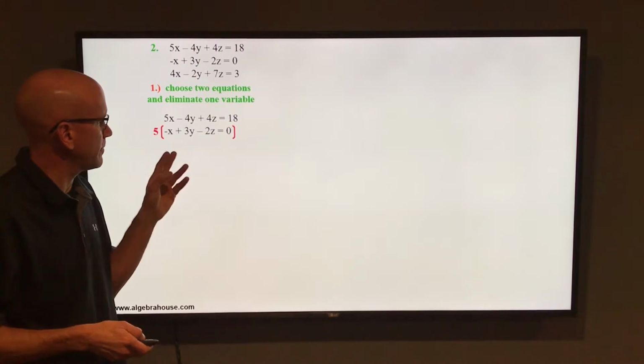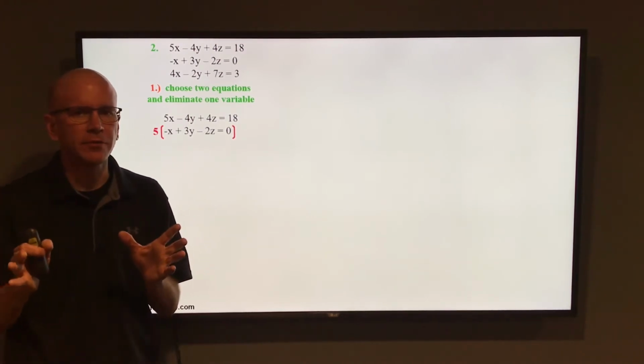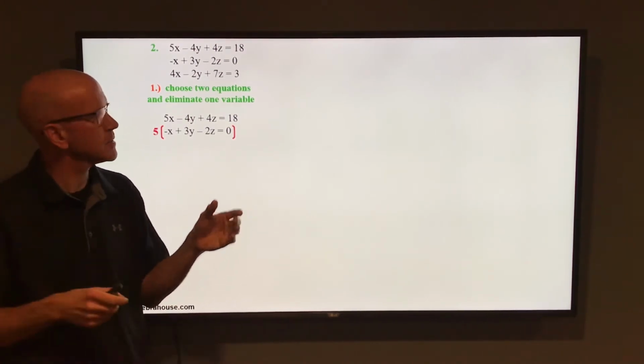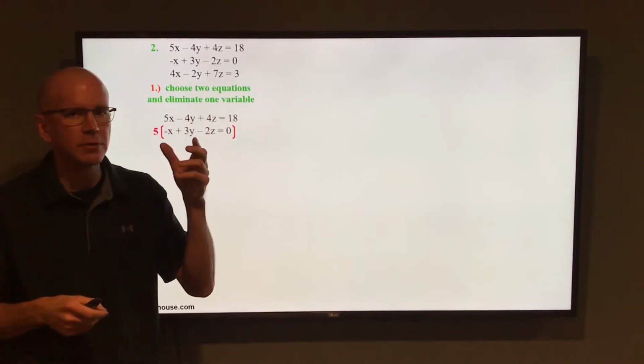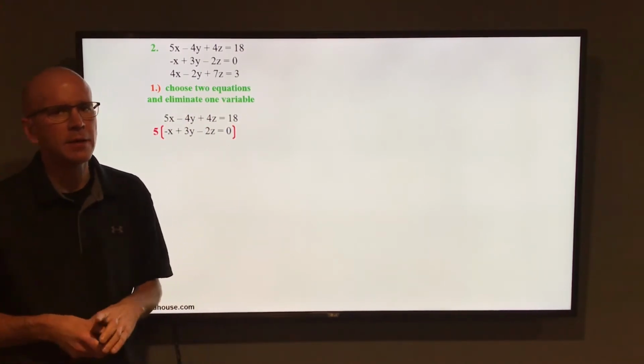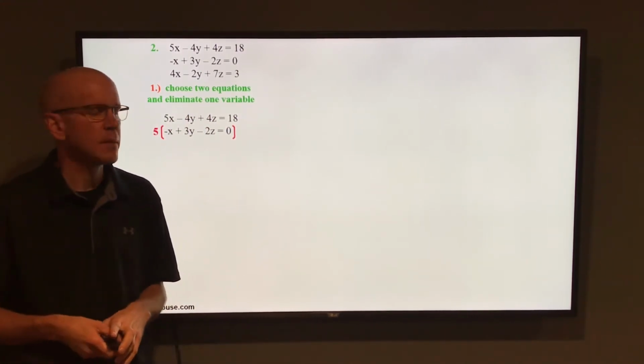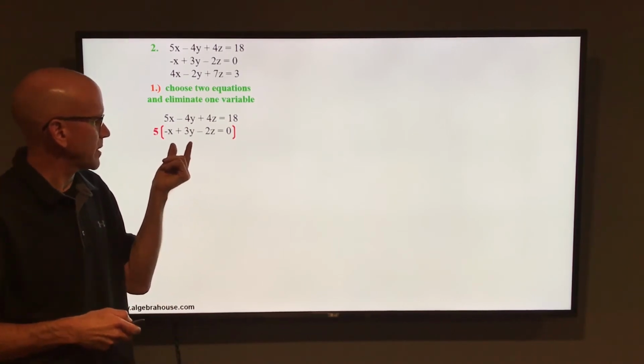So if you take the bottom by 5, and again, you do not have to do it this way. There are many, many ways to start this. It doesn't matter which two equations you choose, and it doesn't matter which variable you eliminate. So a lot of different possibilities you could start this with. So I'm going to multiply the bottom by 5.